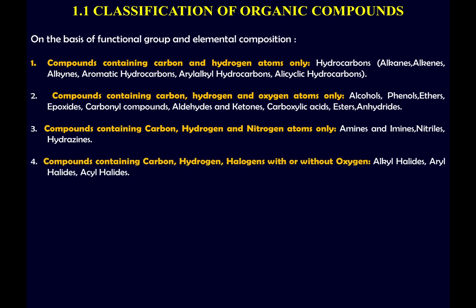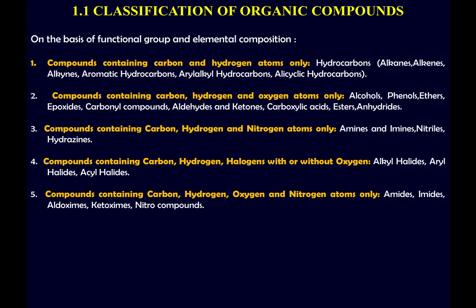Fourth class is compounds containing carbon, hydrogen, and halogens, which may or may not also contain oxygen, like the alkyl halides, aryl halides, and acyl halides or acid halides. Fifth class is compounds containing carbon, hydrogen, oxygen, and nitrogen atoms. Many times oxygen may or may not be there, but nitrogen is very much there. So amides, imides, aldoximes, ketoximes, nitro compounds.